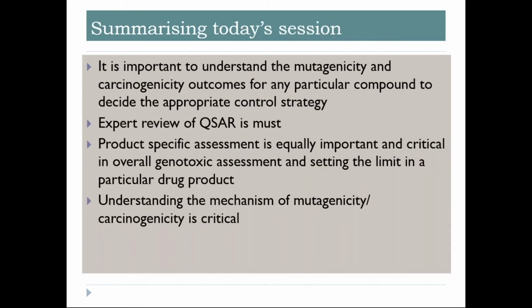So in quick, I covered most of the concepts. I touched base on those. This is just summarizing today's session. It is important to understand the mutagenicity and carcinogenicity outcomes for any particular compound to decide the appropriate control strategy. And as I said earlier, expert review of any QSAR output is a must, and it gives immense value to the reviewers. The product-specific assessment is equally important and critical in overall genotoxic assessment and setting the limit in a particular drug product, which I explained through several examples.